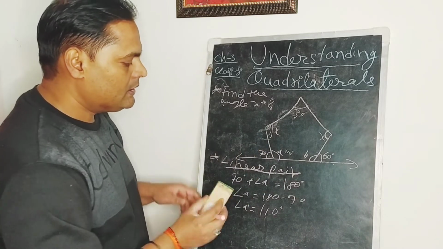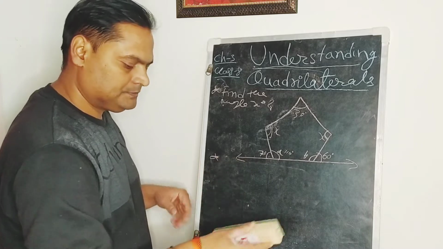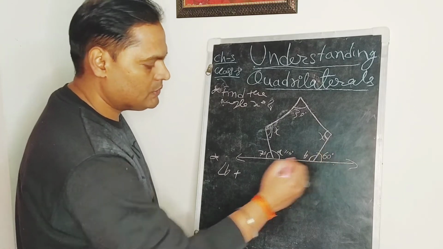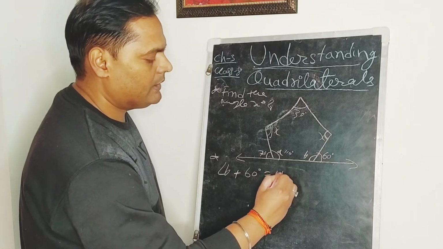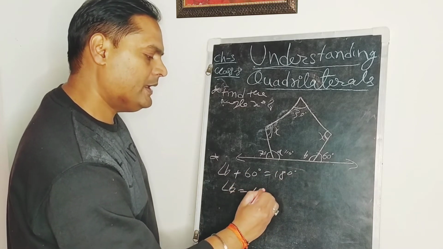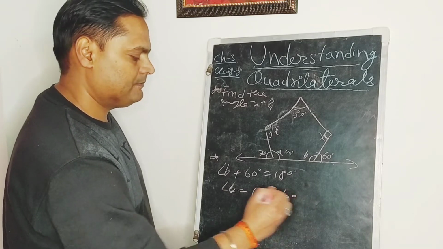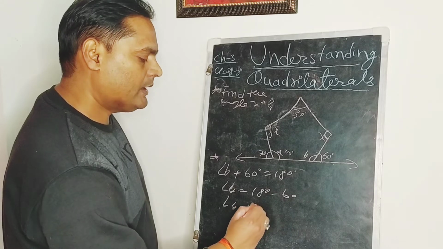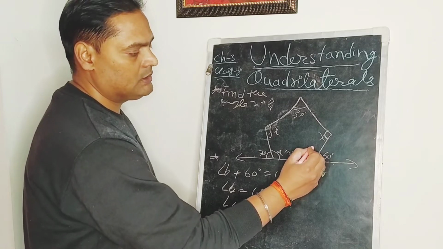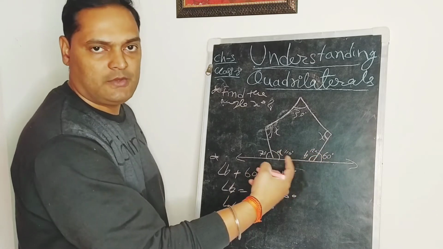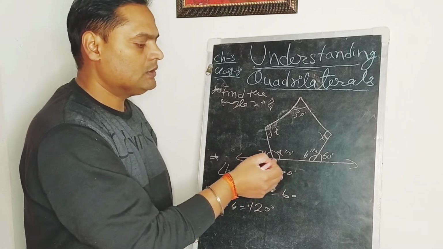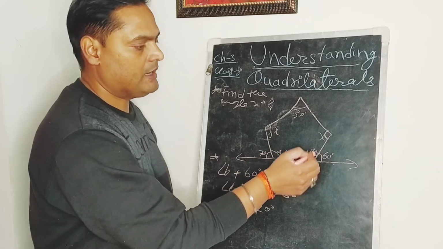Similarly, I am able to find angle B. Angle B and the corresponding 60 degrees make 180 degrees. So angle B is 180 degrees minus 60, that is, angle B is equal to 120 degrees. So here we are able to find both the angles which were not given, but we know that these form a linear pair, and through that we find these interior angles.